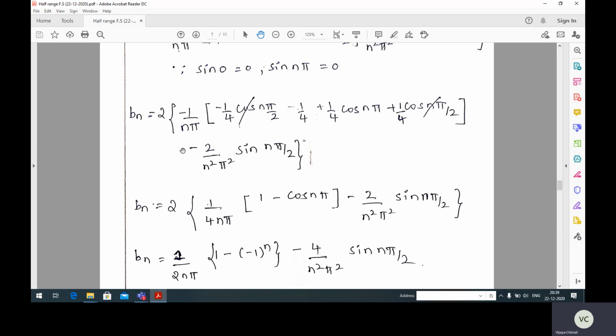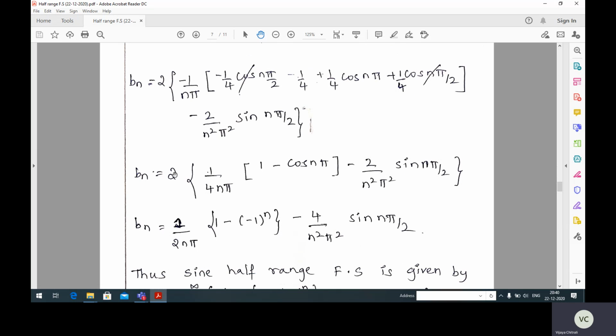I'll explain this simplification again. How we got this 1 minus cos n pi. Here these two cancel, plus and minus. So what are we left with here? Minus 1 by 4 plus 1 by 4 cos n pi. So take minus 1 by 4 as common. So this minus 1 by 4 and this minus 1 upon n pi, minus into minus is plus 1 upon 4 n pi. And minus 1 by 4 outside means 1, and here minus 1 by 4 outside means a plus sign is there, so you'll get minus cos n pi, right?